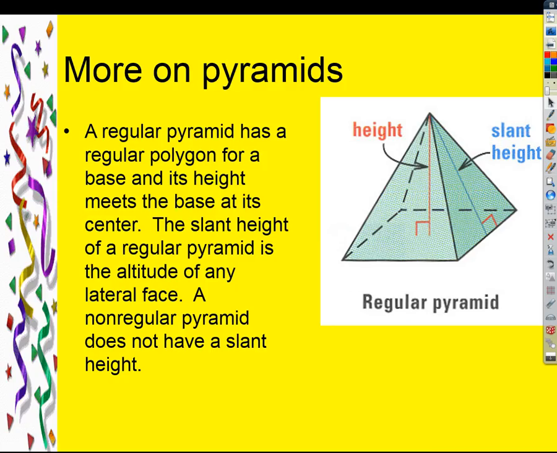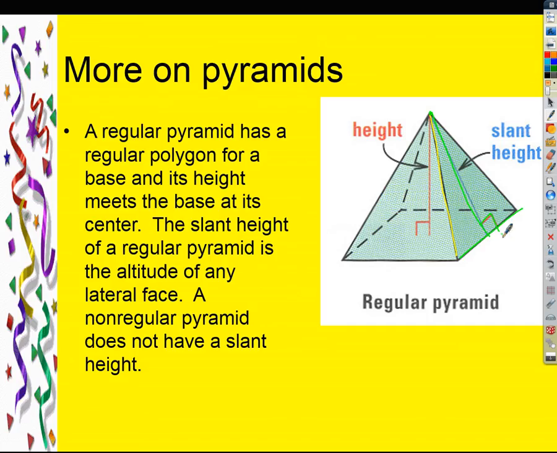The slant height is different than the length of a lateral edge. It's not the same thing. This is a lateral edge right there. The slant height is the perpendicular distance from one of the base edges to the vertex. Let me say that again. The slant height is the perpendicular distance between one of the base edges and the vertex. So that has to be a right angle.